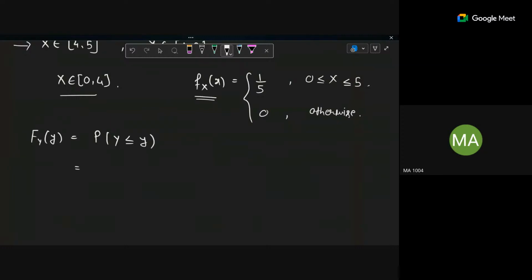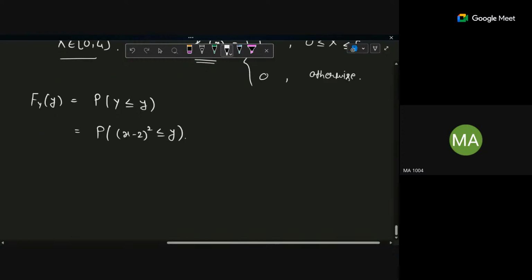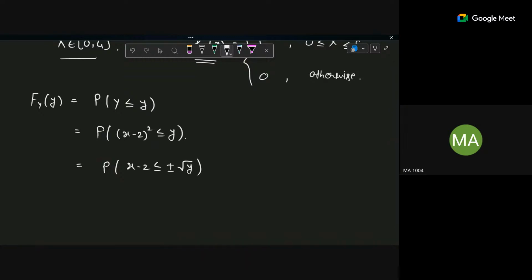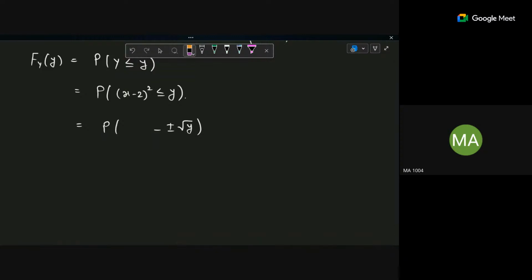Is it fine if we write like that? (X minus 2) the whole square, right? So in terms of x, if I want to calculate it, what will it be? Probability that x minus 2 is ranging between plus or minus square root y. Is it fine? Or can I write it as minus square root y to x minus 2 to square root y, right?